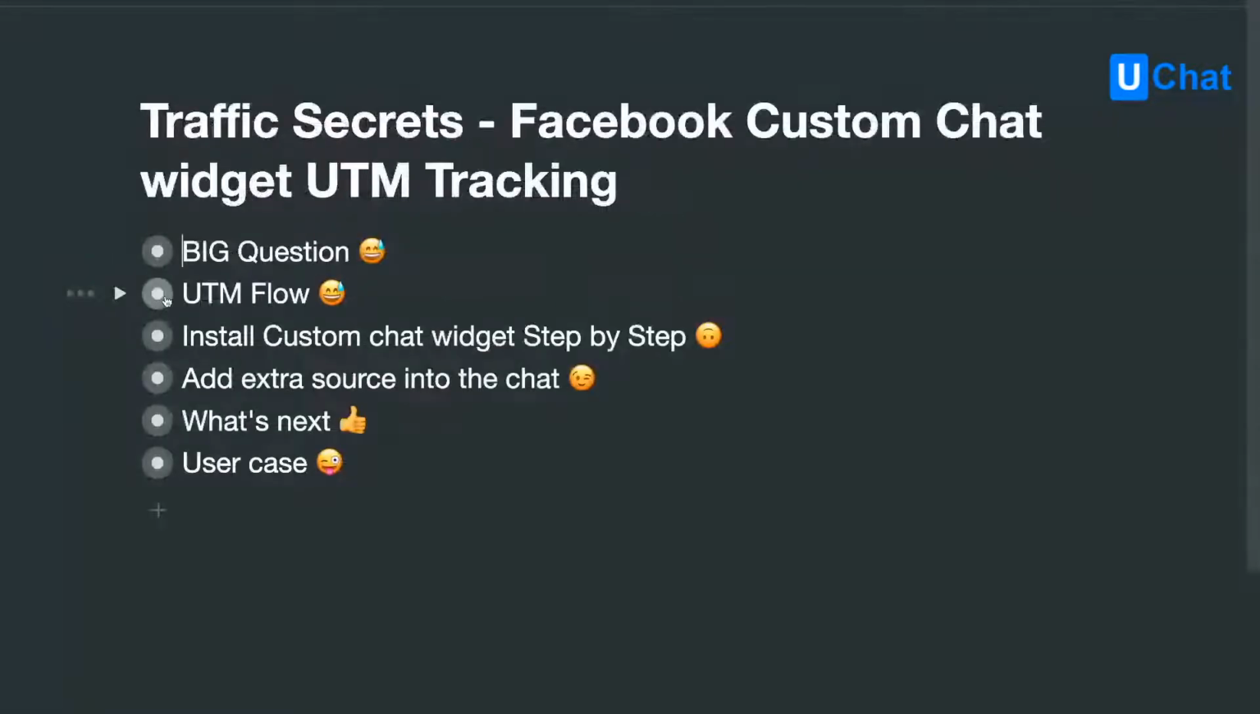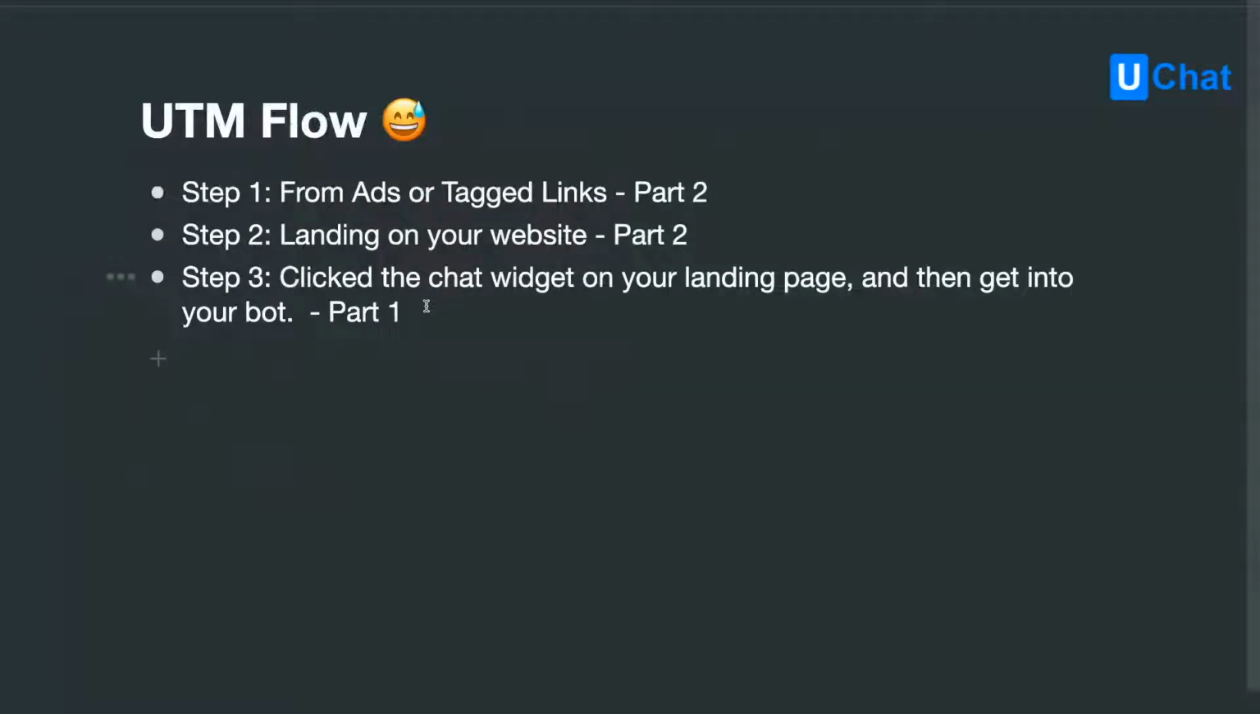First of all, let's understand the flow from the user's perspective. First, you bring the traffic, for example, from ads, whether you are running Facebook ads or Google ads, or the user is coming from organic traffic. For example, you share a link on social media and that link is tagged. That means you added the UTM parameters on those links, and when the user goes to your website, all this traffic information can be captured.